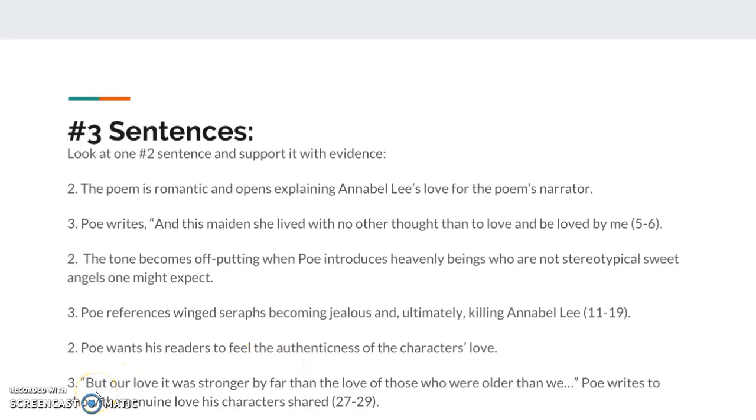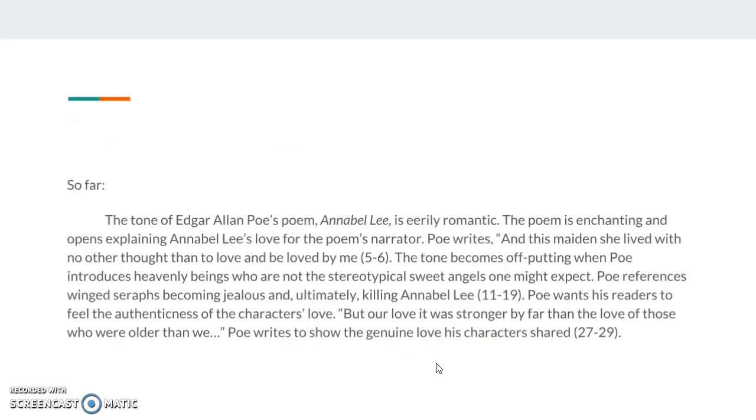And instead of writing Poe here again, look at "Poe writes," "Poe references," "Poe wants." I wrote, "But our love, it was stronger by far than the love of those who were older than we," because he continues to go on about their love. And then I write, "Poe writes to show the genuine love his characters shared." And those are the lines that are in. So let's see what this looks like together.